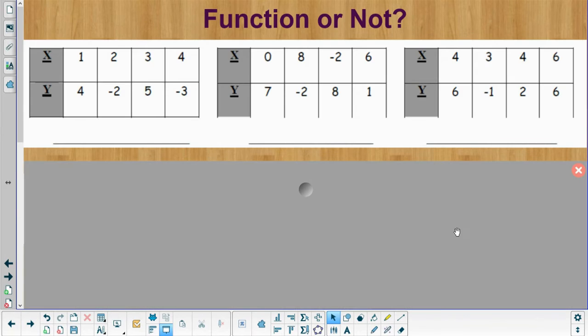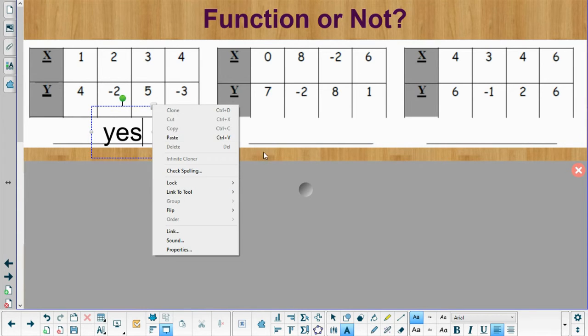So let's test this theory out. What we're going to do is say yes or no, is it a function or not? So in this first one, I'm looking at 1, 2, 3, 4. Those are all different. My X's are not repeating. So yes, this one is a function. Okay. In the second one, looking at my X's, 0, 8, -2, and 6, there's no repeats. So this one is also a yes.